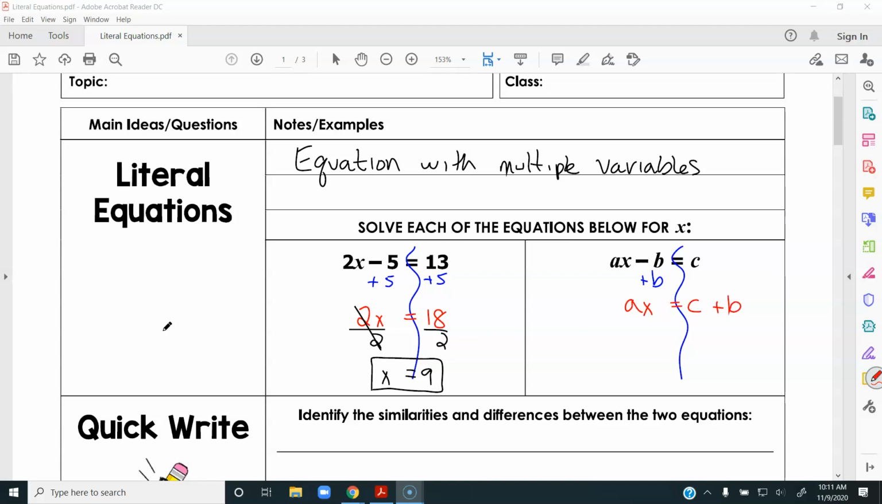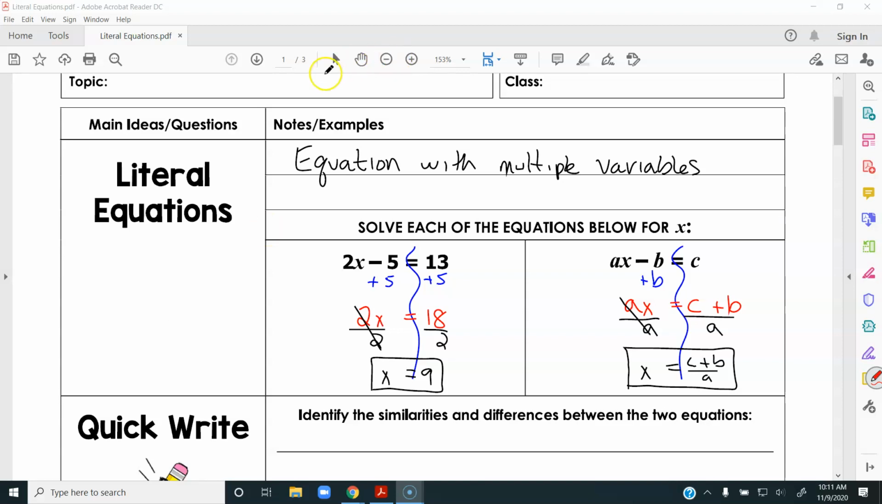All right, now the second thing that I'm going to do is I'm going to solve for x. So I'm going to divide by the coefficient, which in this case is a. So x is equal to c plus b divided by a. And that is my final answer. So both of these have the exact same processes. The only difference being one of them is done with variables and one of them is done with numbers.